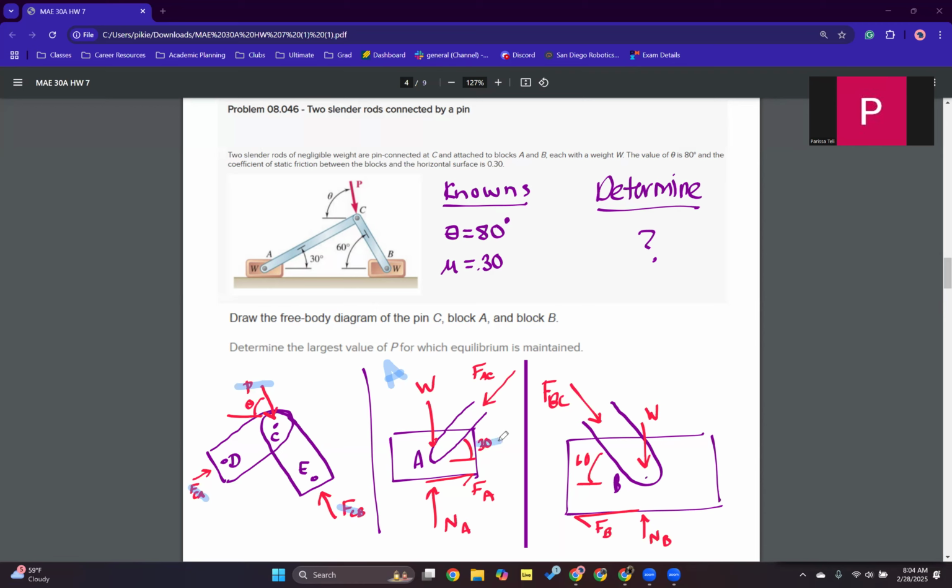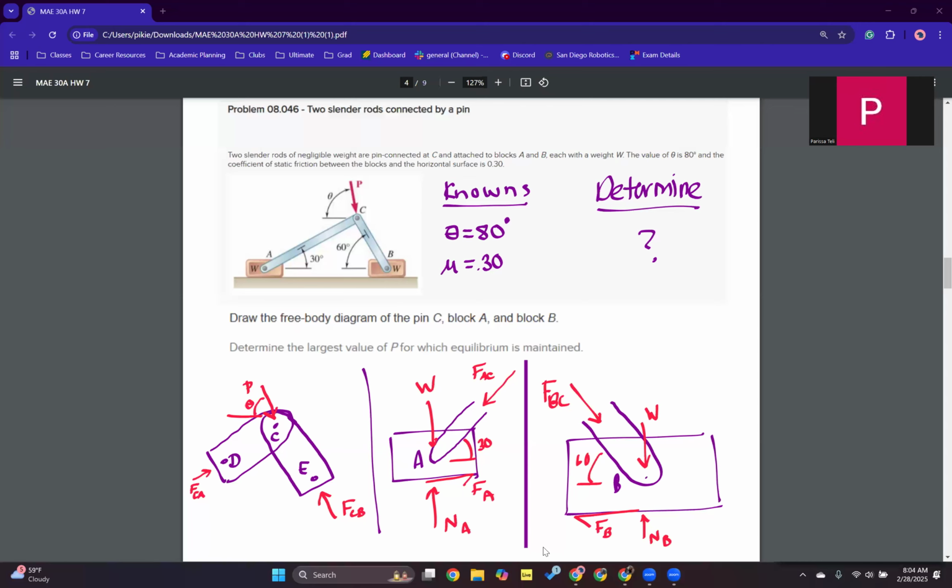And then the problem gives us that angle for us to use. And then we'll go through and do a similar thing for block B. So with block B, we have FBC. We have the weight of the block, and then like block A, we also have a normal force and a friction force. And like I said, the blocks will be pushing out. So if block B is going to the right, that means the friction force will be going to the left.